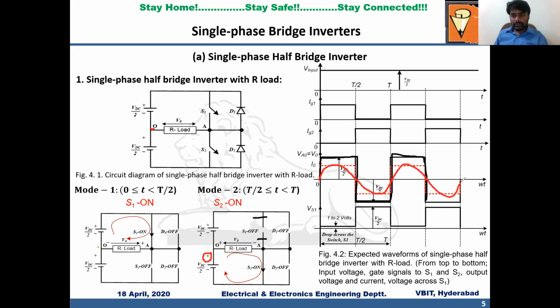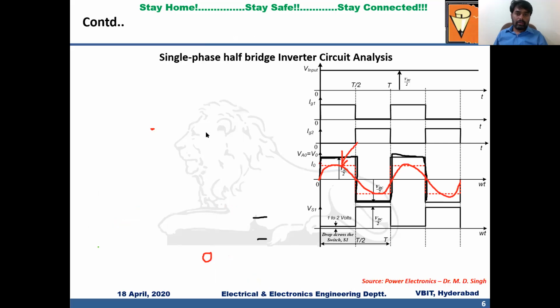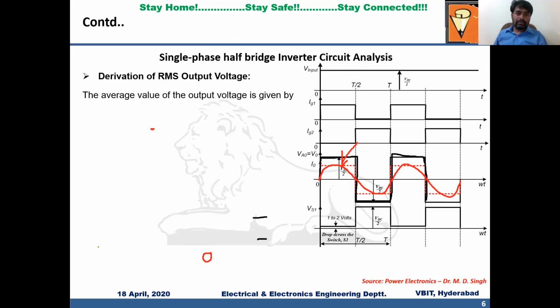That means we need to consider only fundamental voltage. So we'll calculate the fundamental voltage out of this square wave. Okay, now if you see the output voltage waveform, symmetrically we are triggering the SCRs. So now this area during positive half cycle is equal to the area during negative half cycle.